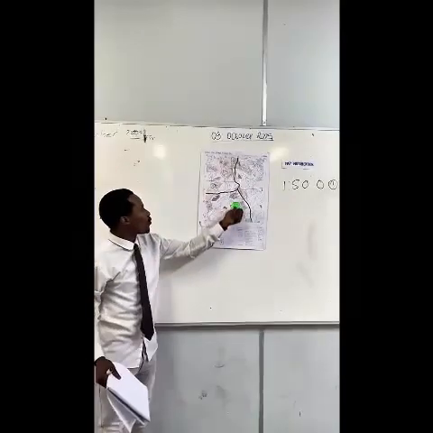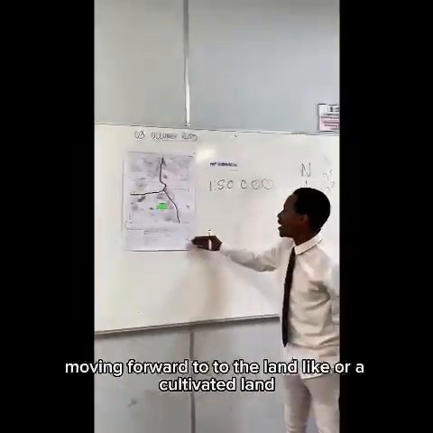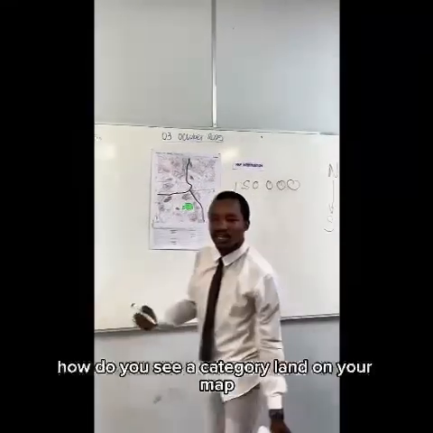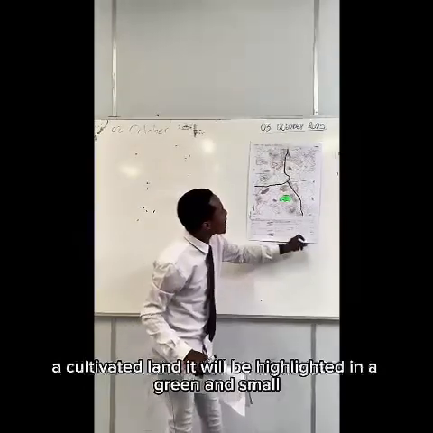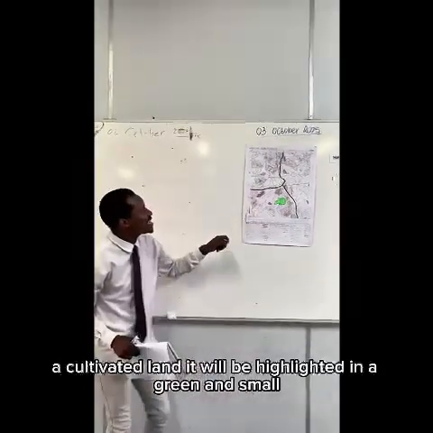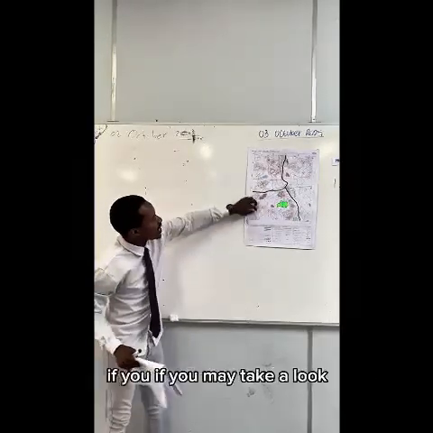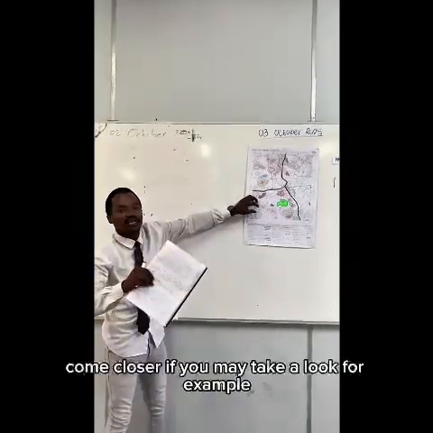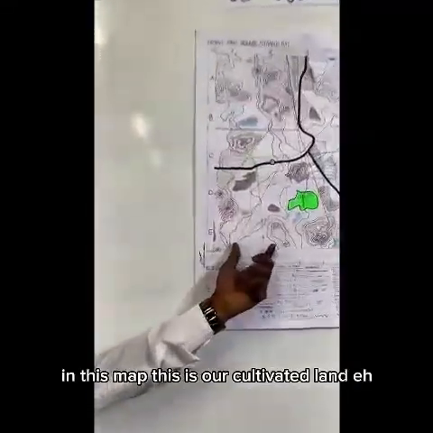For example, then moving forward to the land like cultivated land. How do you see a cultivated land on your map? A cultivated land, it will be highlighted in green, lime green. For example, if you may take a look, come closer. In this map, this is our cultivated land.